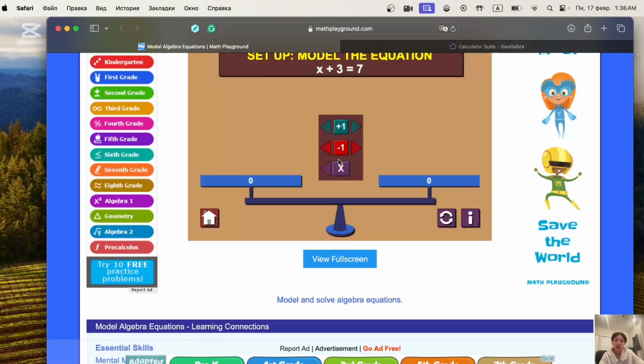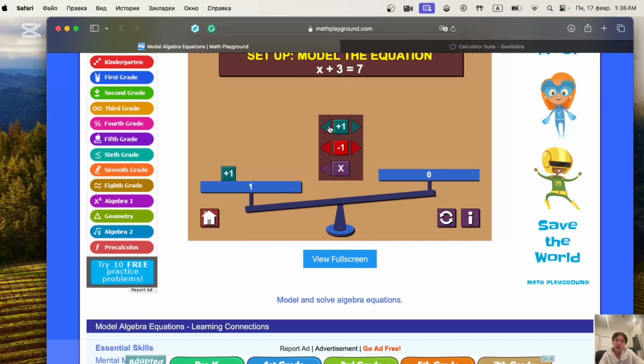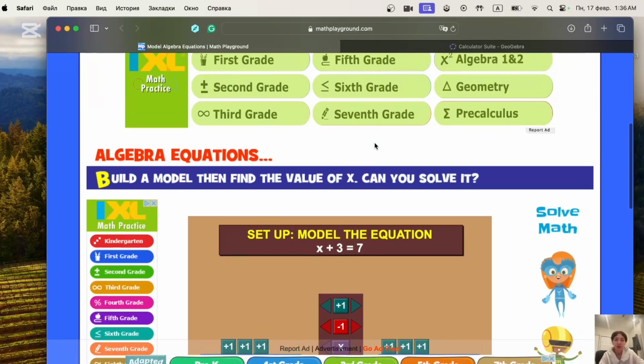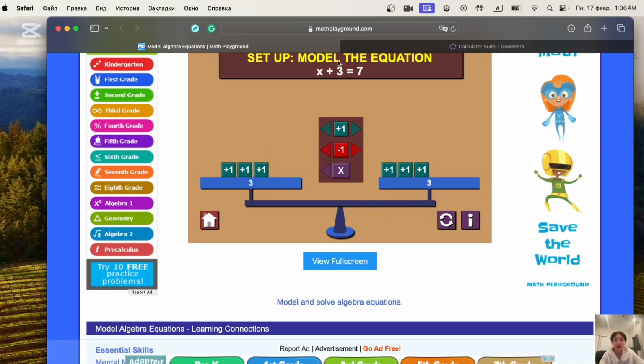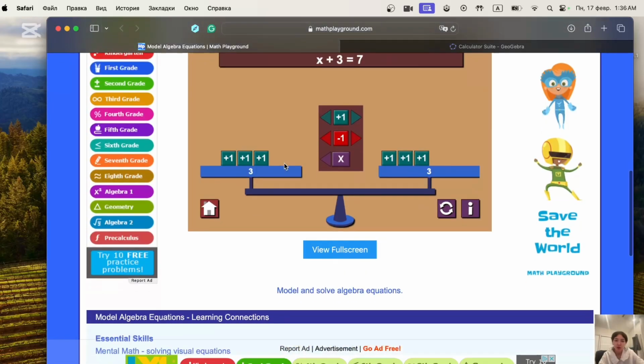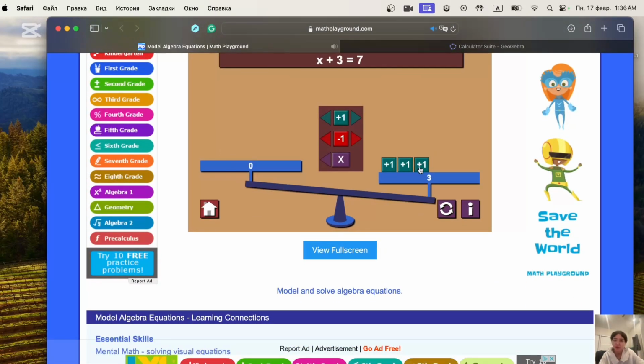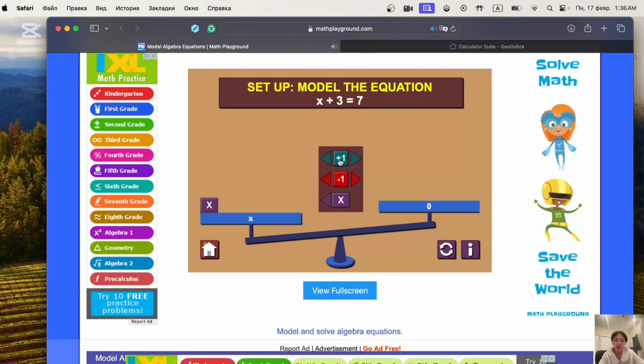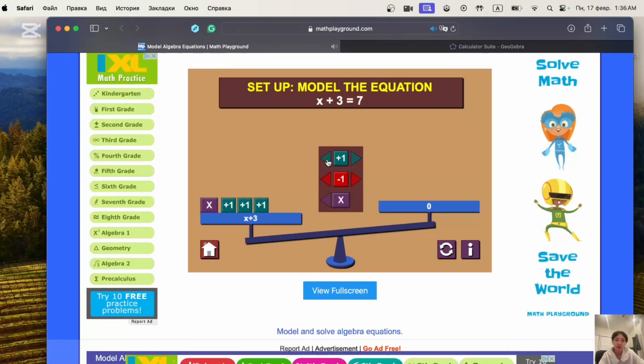What does it mean? So if you put on the left side 3 tiles and on the right side also 3 tiles, thanks to this side we can see the balance. But this is not a solution. What do we need to do? Here we can see x plus 3. 1, 2, 3. On the right side 7.